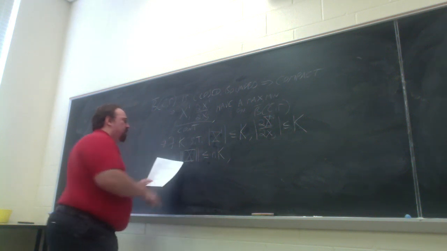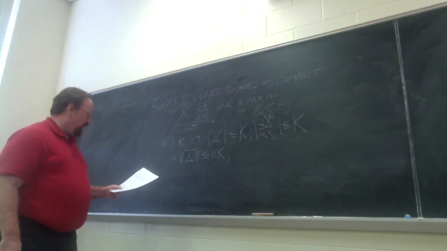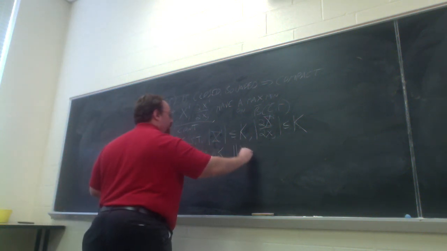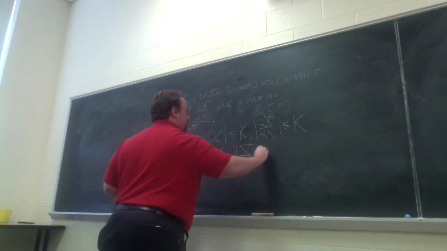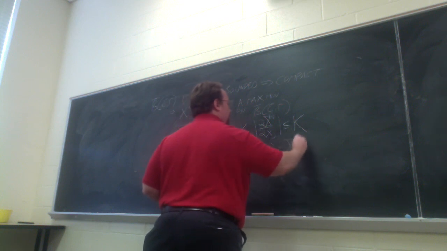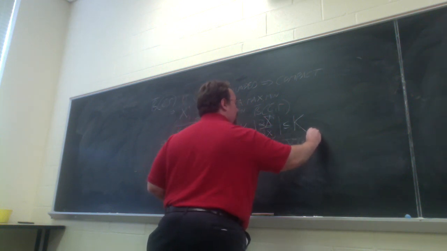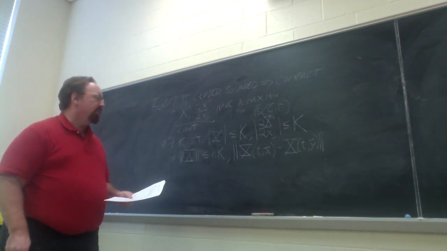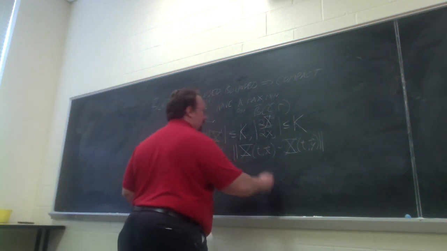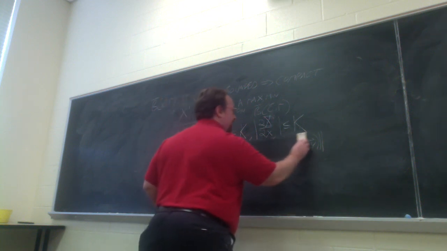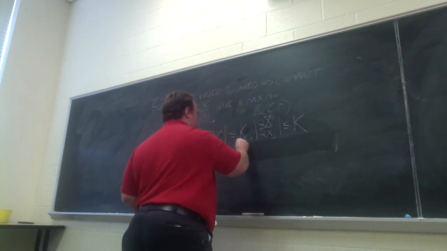We have a bound on the norm of big X, and we can also have a bound on the norm of big X of t, little x minus big X of the same t, little y. So I need to come up with a bound for this, and I'm going to run out of room. I'm not going to change this. I'm going to condense it, so you don't have to erase anything in your notes.